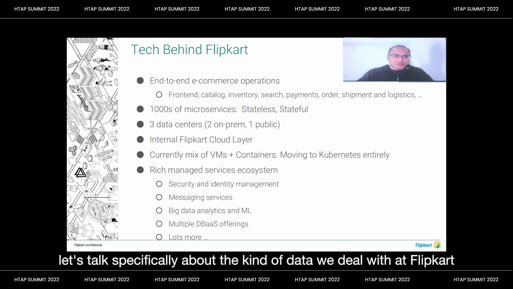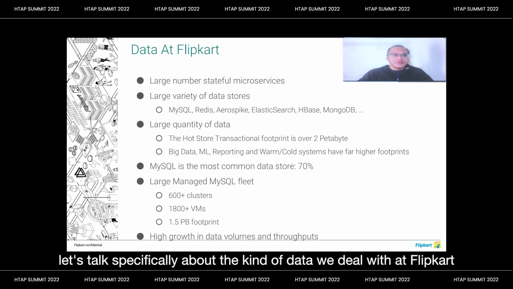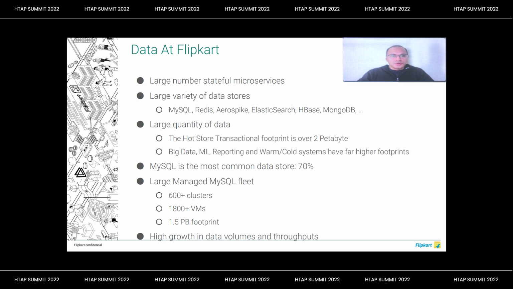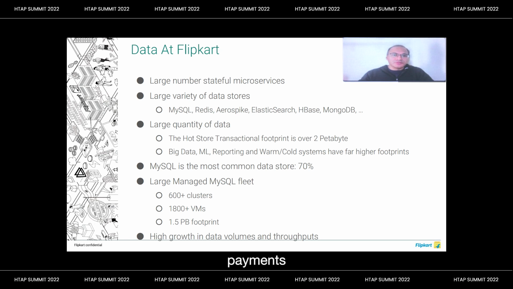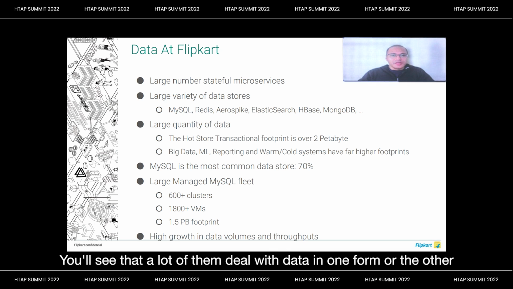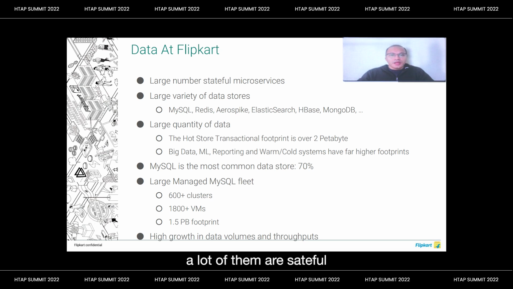Now, on that, let's talk specifically about the kind of data we deal with at Flipkart. If you think about the different functions that were mentioned, let's say payments, orders, logistics, you'll see that a lot of them deal with data in one form or the other. The thousands of microservices that I spoke about, a lot of them are stateful. And these different functions access the data with different access pattern requirements. So the requirements of the applications are quite varied.